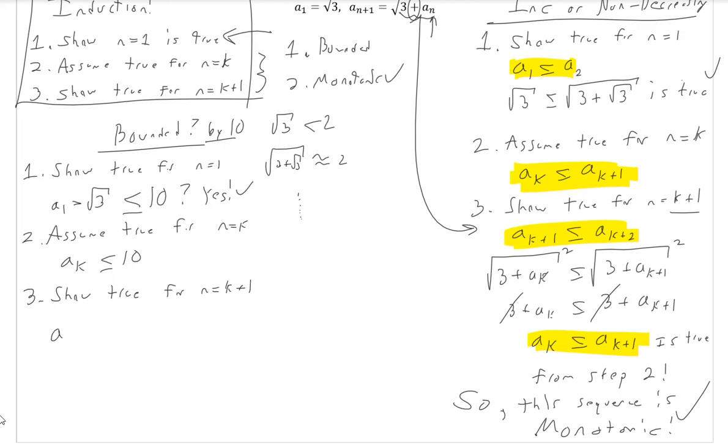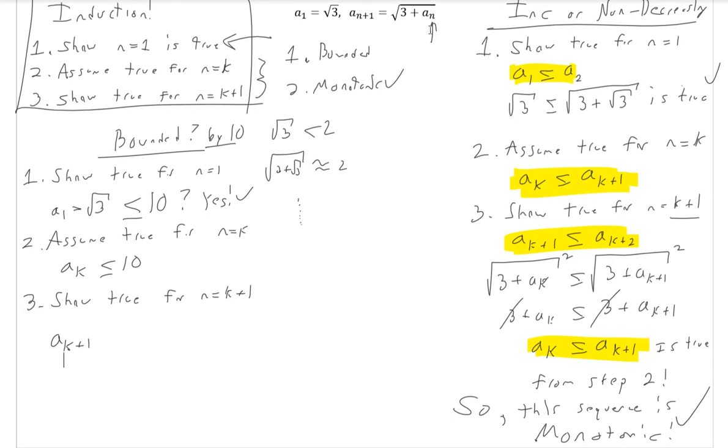Well, if we have a sub k plus 1, from the original formula given at the top of this page here, a sub n plus 1 equals the square root of 3 plus a sub n. If I have a sub k plus 1, this is equal to the square root of 3 plus a sub k. Alright. Now, if I'm trying to solve for this, I want to hopefully be able to use my induction step from before to help show that this is also less than or equal to 10.